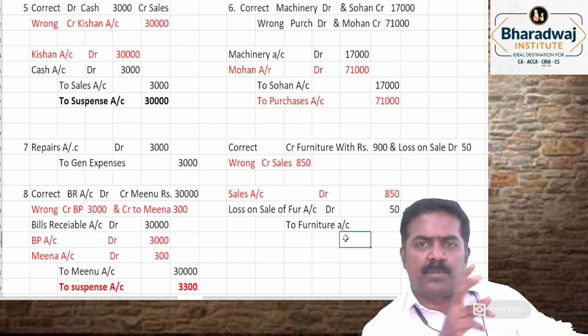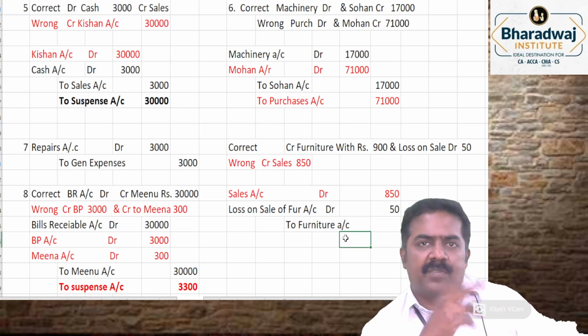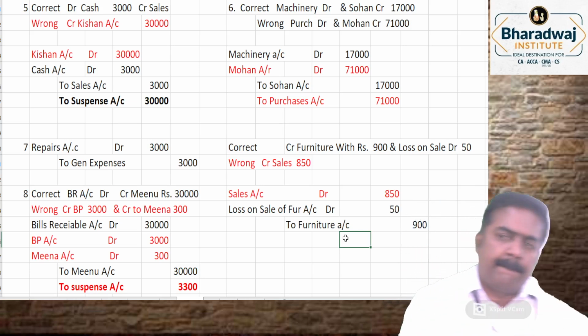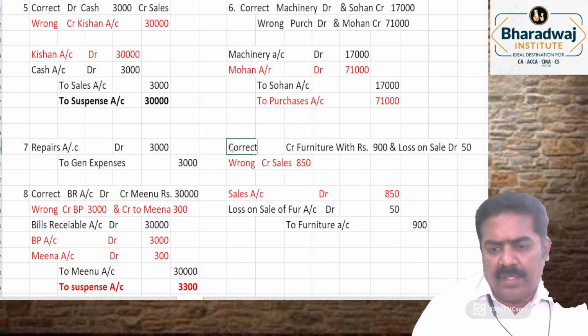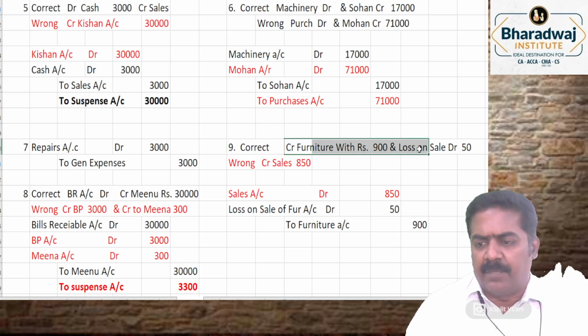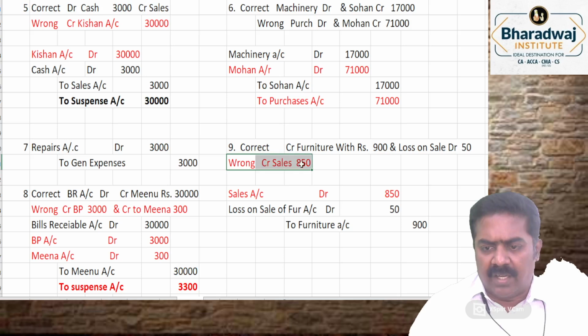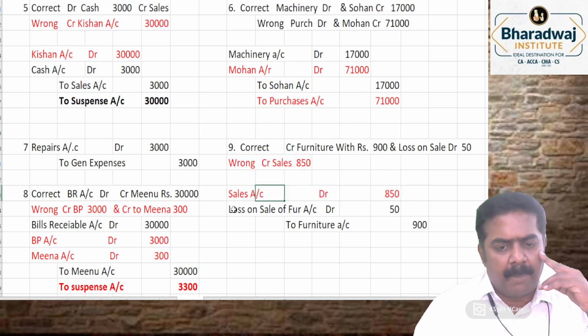Please remember these questions, we are rectifying the error after the trial balance. Any doubt in the ninth one? Sale, furniture credit, loss on sale debit. But wrongly we credited sales, remove that. Cash there is no mistake.